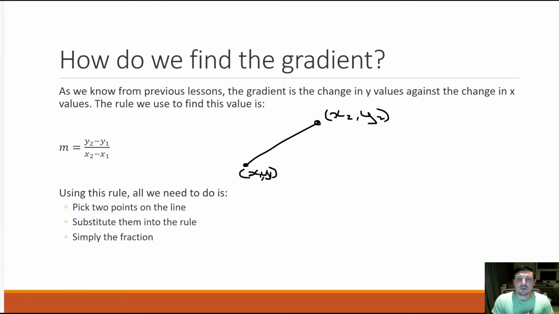What the 2 and 1 actually represent are which point it is on the line. So the ones represent the x and y coordinate of point 1. We'll call this point 1. And this will be the x and y coordinates of point 2. So all we need to do is pick 2 points on the line, which doesn't have to be a specific 2 points, it can be any 2 points. Generally speaking, most questions will give you the 2 points. Substitute them into the rule and then simplify the fraction, and that's all there is to it.